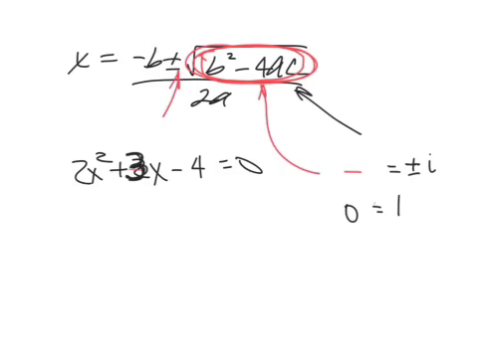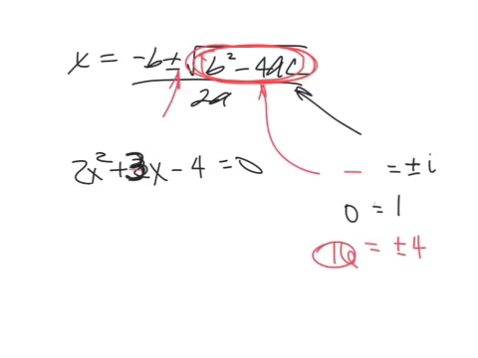What happens if we put our numbers in here and we get a positive number like 16? Well, what happens when we take the square root of 16? We get 4. So we get plus or minus 4, or whatever the square root of that number is.